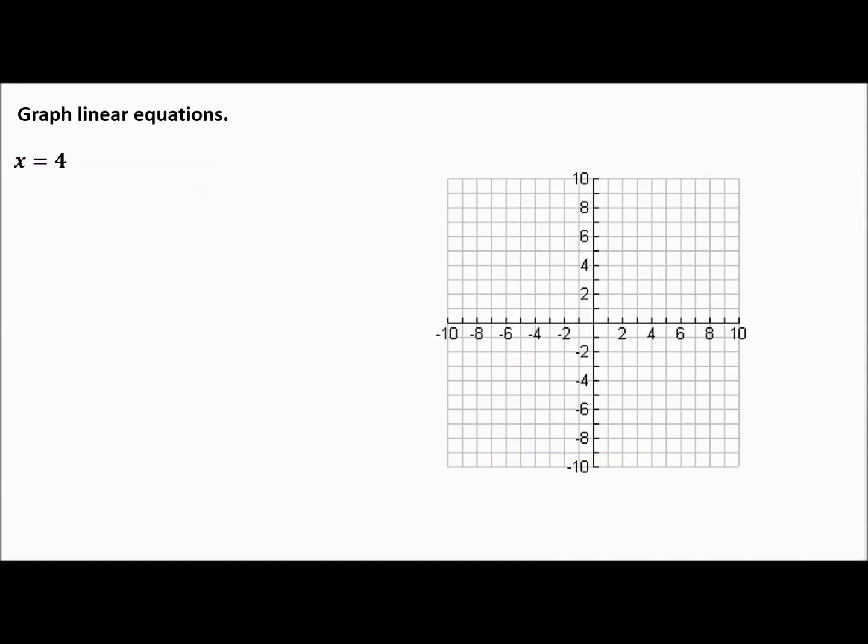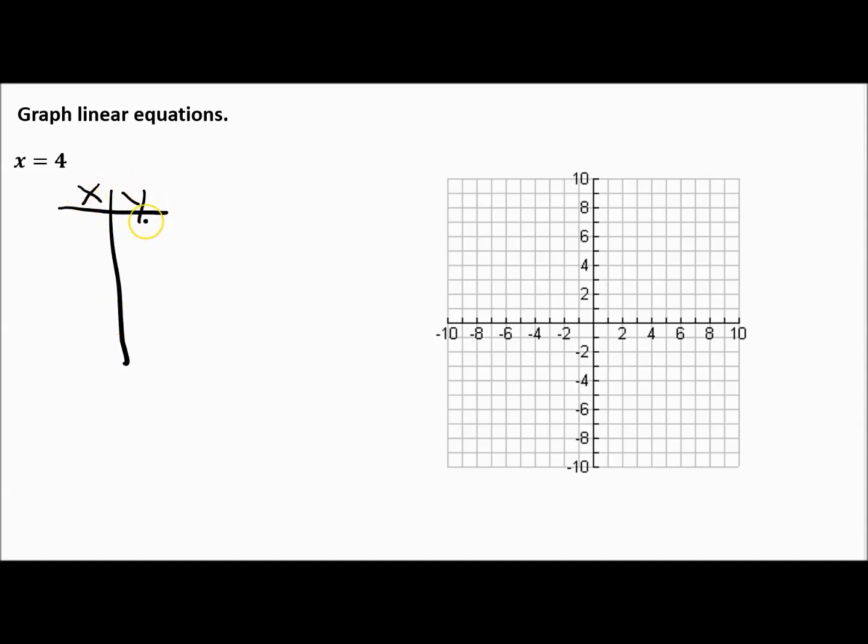Okay, our next problem, x equals 4. Again, notice this doesn't have a y. It's very similar to our last problem with the horizontal line. And there's no change in this to y equals mx plus b. It's just not in the format because there's no y at all. We can't put this in slope-intercept form. So this one you must have memorized, or you can think about it in terms of a t-table.